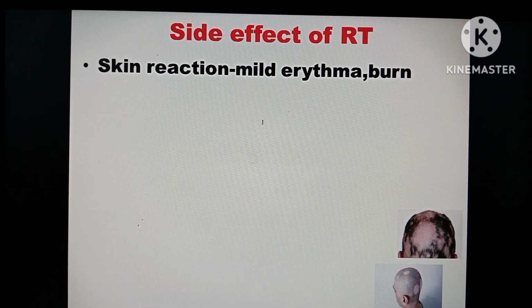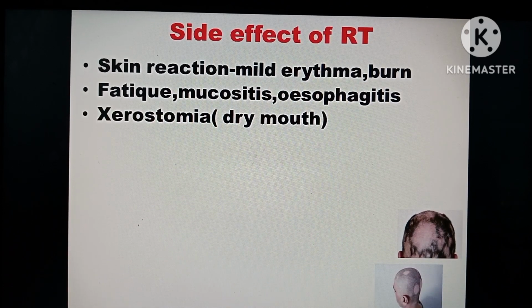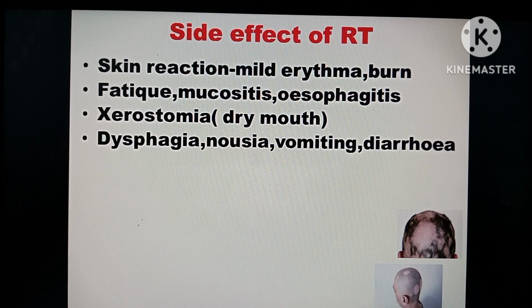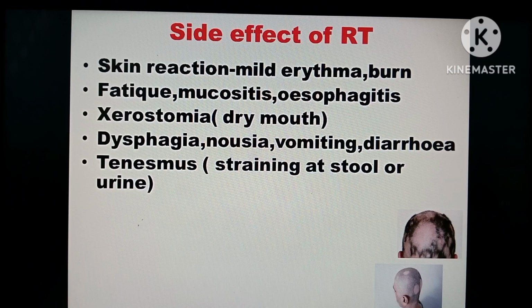So, skin reaction: mild erythema will be there, means redness, sometimes burns will occur. Fatigue will be there, means tiredness. Mucositis, esophagitis, means all types of itis, inflammation will be there, top to bottom. Xerostomia means dry mouth will be there, so encourage the client to have more fluids. Dysphagia, difficult to swallow, nausea, vomiting, diarrhea. Tenesmus, straining at stool or urine, means very difficult to pass it. Put underline for that. They may ask for 1 mark. Even xerostomia they may ask.